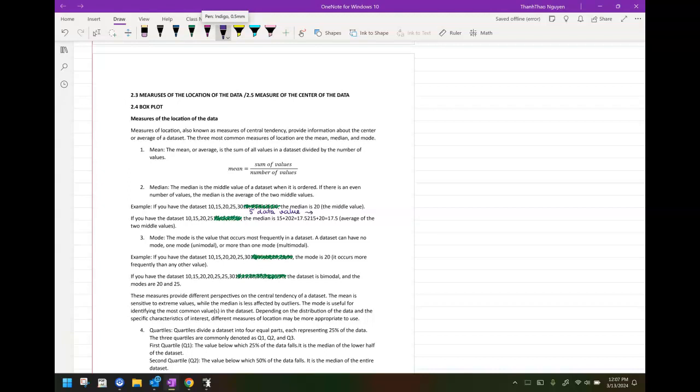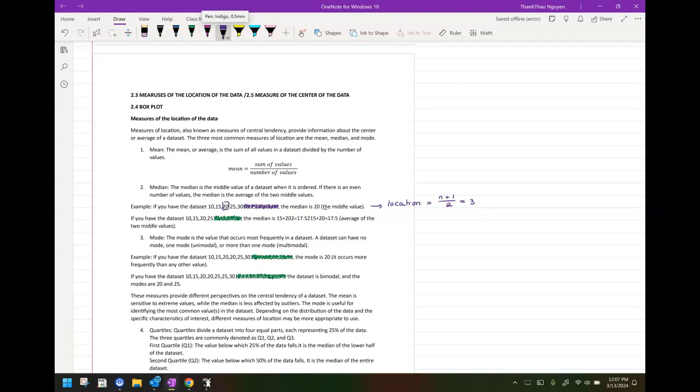So to calculate the median of this data set, the location of the median, you have 1, 2, 3, 4, 5 values. So the location is equal to the number of data values plus 1, divided by 2. So it's 3. So this 20 is the median.